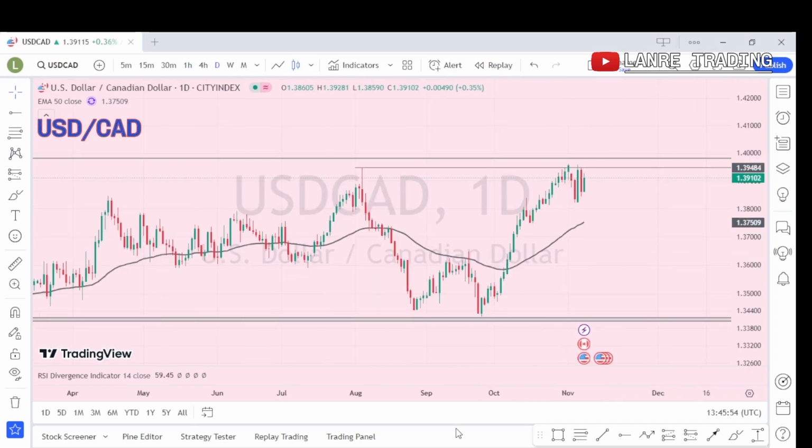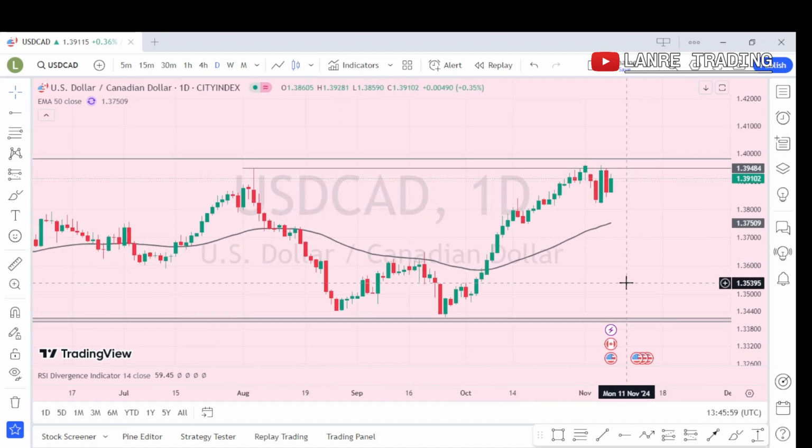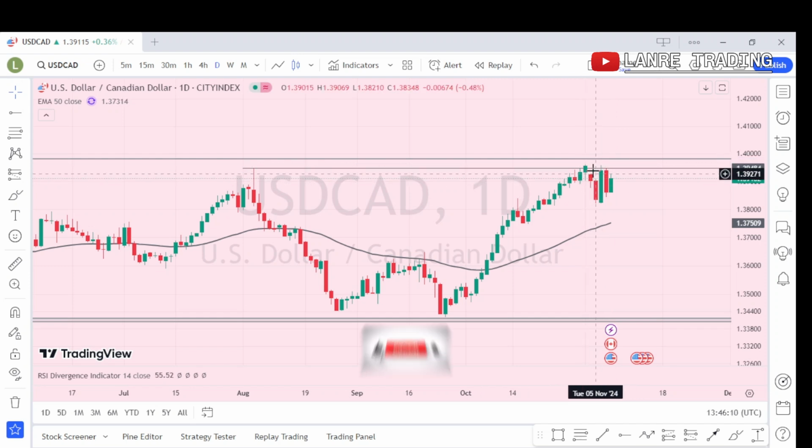On USD CAD, I'm on the daily time frame. If you follow my weekly analysis, you basically understand what is currently happening. Price just completed its right leg. Either last two weeks or last week, price completed this last leg. That was on the 1st of November.